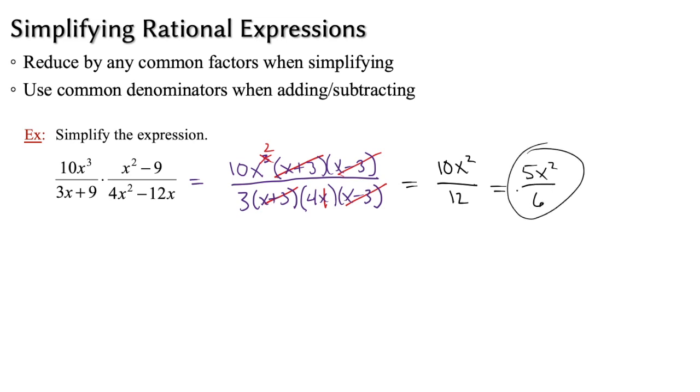Now, while this is the simplified expression for my original product here, it's important to also understand that we will assume x may not be a positive or negative 3 nor 0, because even though I was able to cancel them out, to stay true to the original expression, those are numbers that would make me divide by 0, and we cannot plug them in.